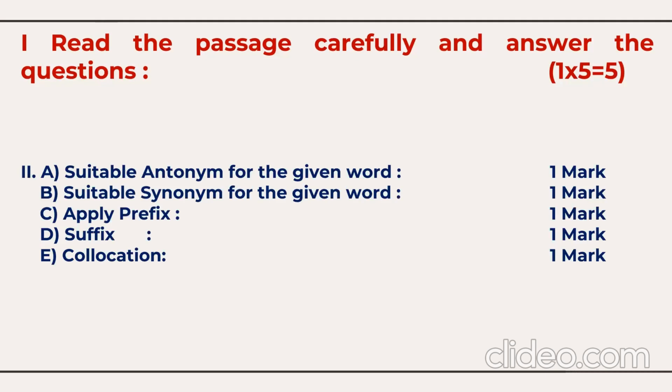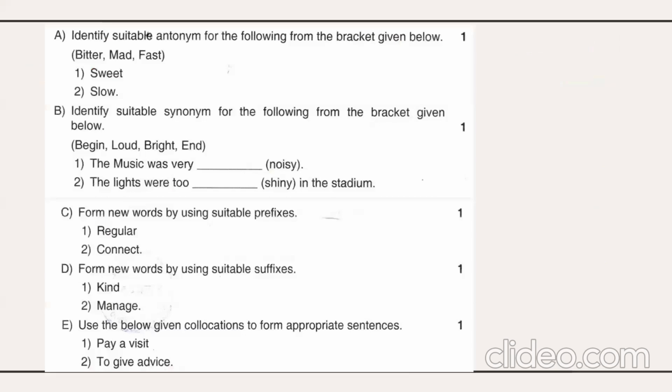The second question you'll have here is do as directed, where you'll have 5 questions. Each will have 1 mark, like antonym, synonym, prefix, suffix, and collocation. According to the previous year's question paper, these questions will appear like this, where you need to find the antonym of a particular word from the given words. Antonym, synonym, prefix, suffix, and collocation.